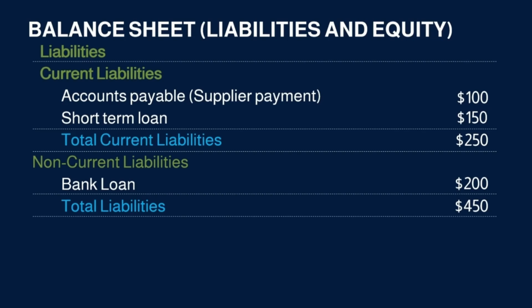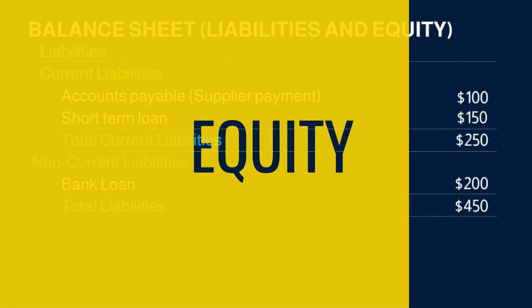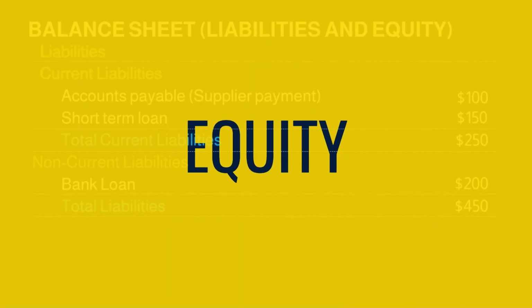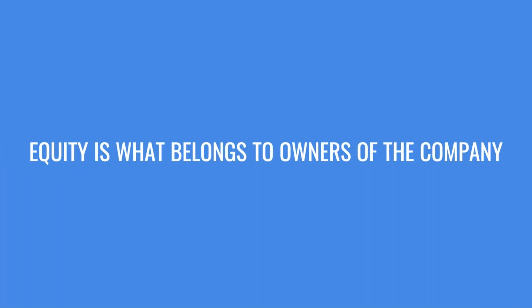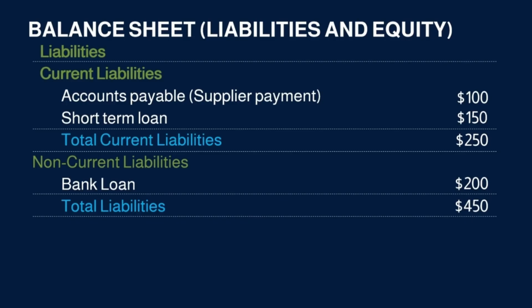Now comes the third part of the balance sheet, which is equity. Equity represents the residual interest in the company after liabilities are deducted from assets. In simple terms, equity is what belongs to the owners. It typically includes two main components. The one is the share capital. Share capital represents the money that investors contribute to the company in exchange for shares. If the investors have put $100 in the business, the amount becomes the part of share capital of the company.